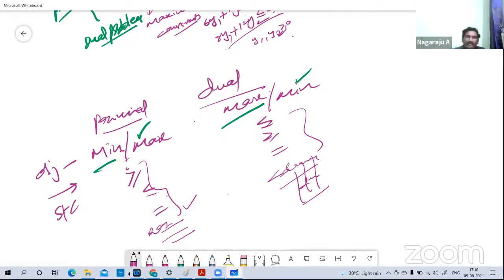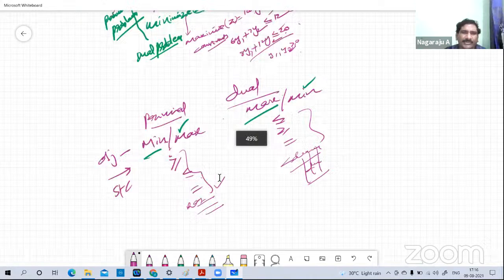Now coming to this problem, if I observe, the objective function is 100 W1 and next 120 W2. It means that here we are taking only 100 and 120.